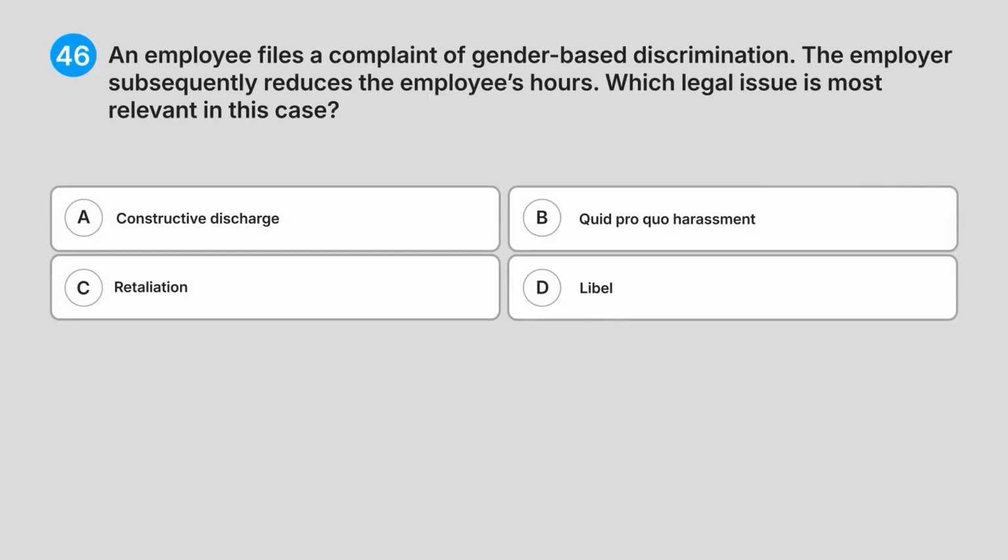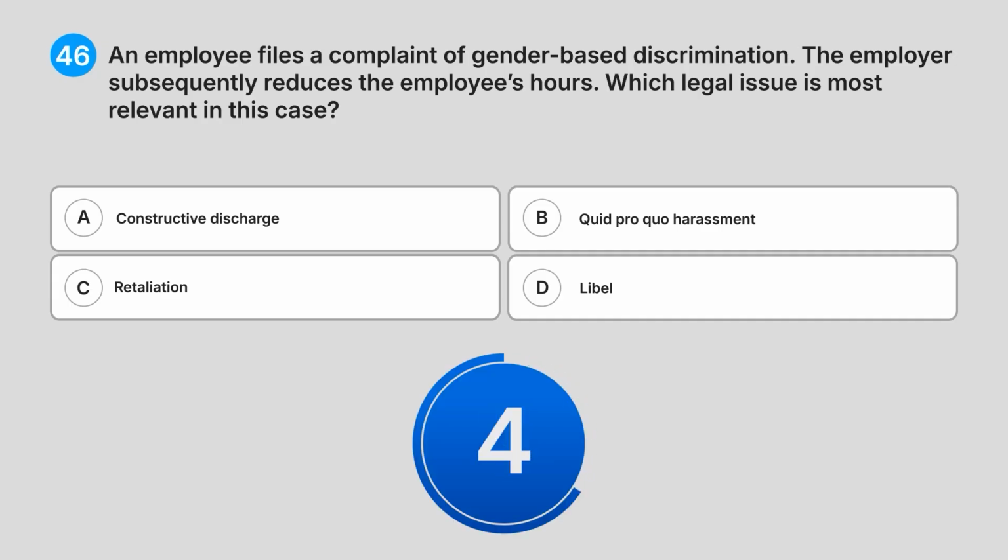46. An employee files a complaint of gender-based discrimination. The employer subsequently reduces the employee's hours. Which legal issue is most relevant in this case? A. Constructive discharge. B. Quid pro quo harassment. C. Retaliation. D. Libel. Can you guess the answer?